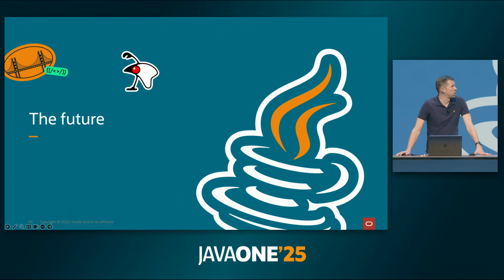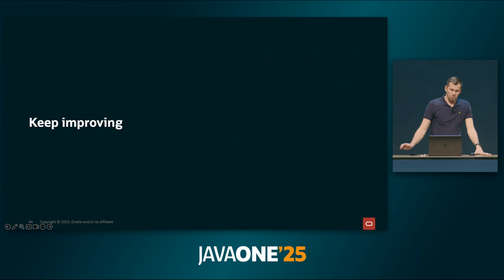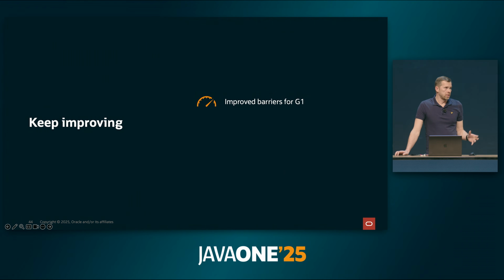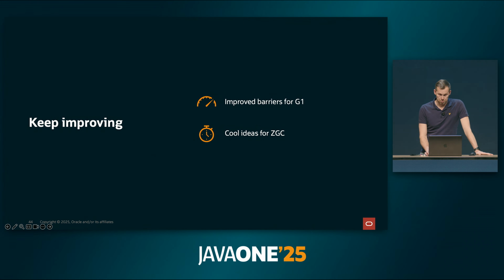So a few words about the future. We, of course, want to continue to improve. And we want to improve all the different aspects of GC. When it comes to performance, we have some really cool ideas lined up for G1, trying to improve the barriers for G1, making the difference in throughput way less between G1 and Parallel. We also have some really cool ideas for ZGC, trying to make sure that we can use ZGC for even more workloads, allowing them to enjoy all the low latencies that ZGC or generational ZGC provides.